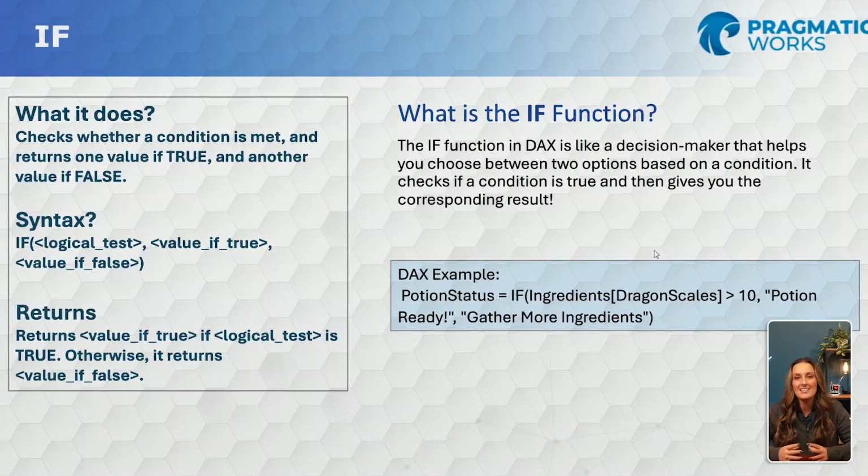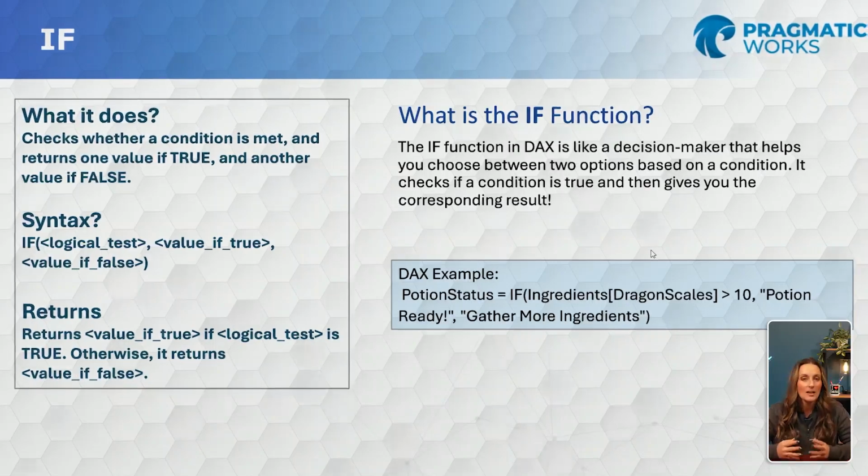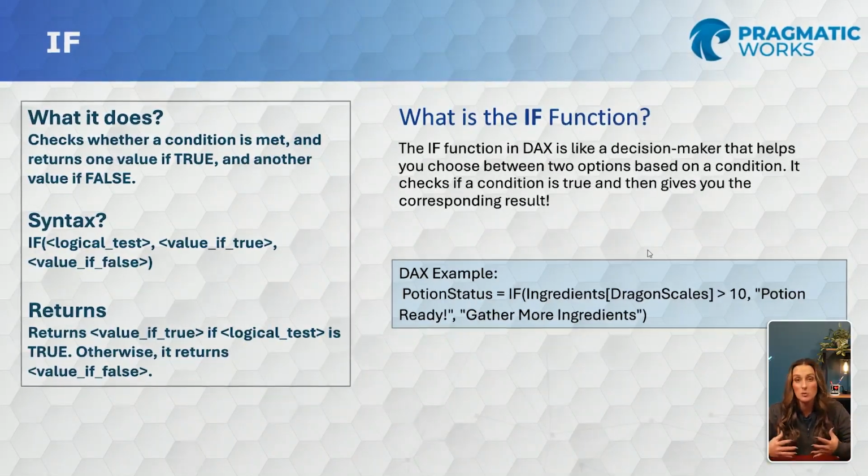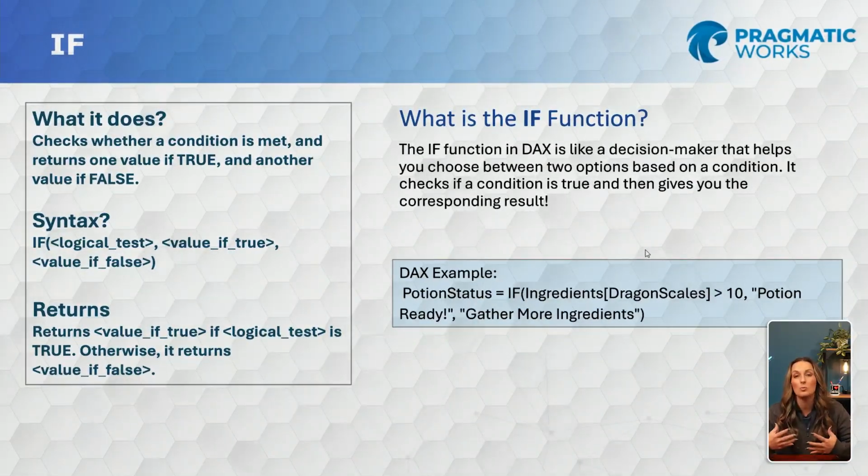So what does the if function do? It checks whether a condition or multiple conditions are met, and it will return one value if true and another value if false. You can choose those values. So unlike some of our other logical functions where it just provides a true or a false, this is one where you can give a value that says, if it meets this condition, then put this. If it meets this condition, put this. And if it doesn't meet any of these conditions, put this.